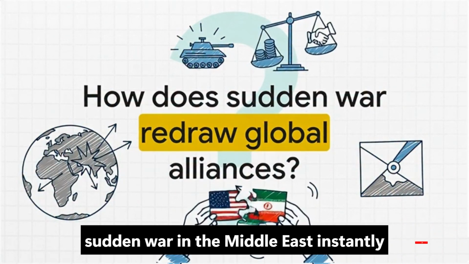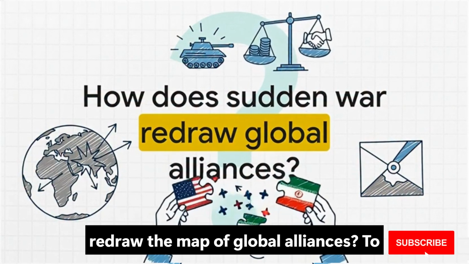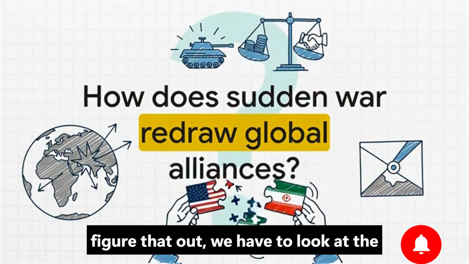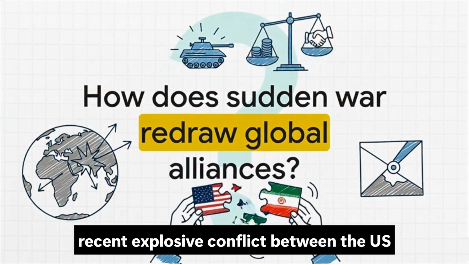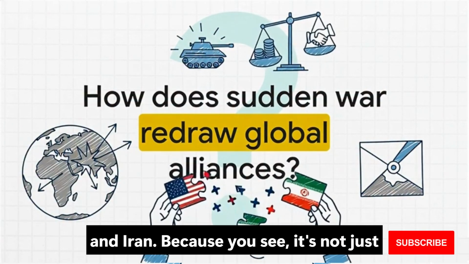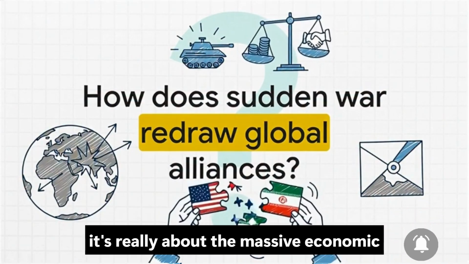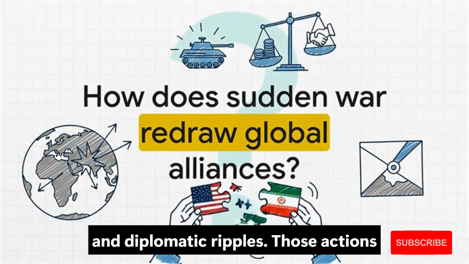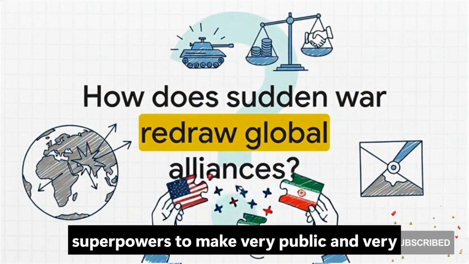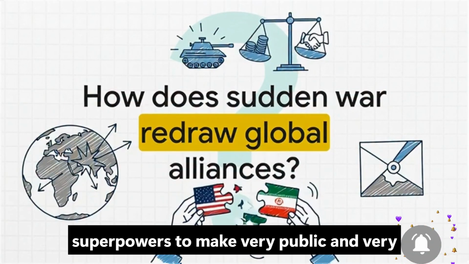How does a sudden war in the Middle East instantly redraw the map of global alliances? To figure that out, we have to look at the recent, explosive conflict between the US and Iran. Because you see, it's not just about the military actions on the ground. It's really about the massive economic and diplomatic ripples those actions create, which end up pushing global superpowers to make very public and very strategic choices.